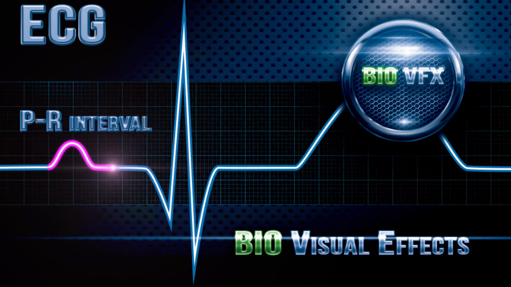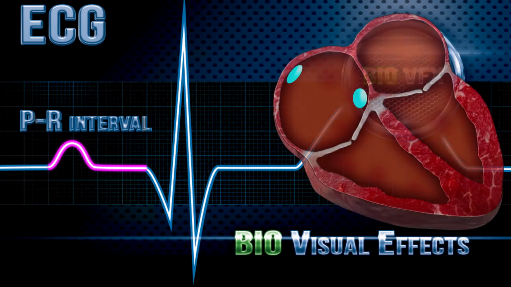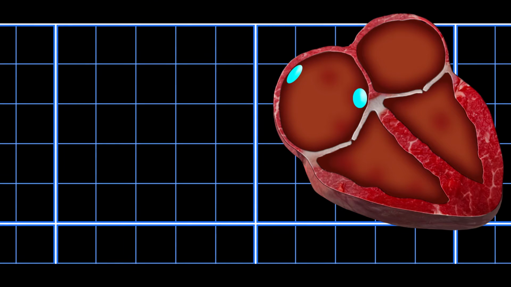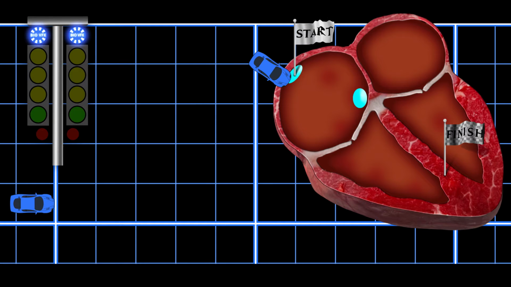The PR interval is a measurement of time it takes for electricity to move from one point to another within the heart. Like a race has a start point and a finish line, the ECG measures the time between those 2 points.